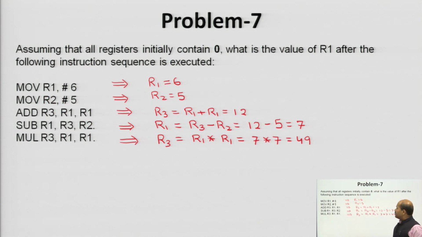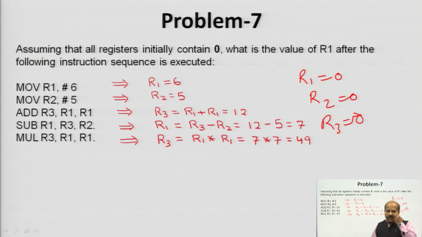Next problem is related to different instruction set execution. In this case, we have to find out the resultant value of R 1 after doing this sequence of various instructions. Initially, R 1 equals 0, R 2 equals 0 and R 3 equals 0 are given. So, we have to execute all the instructions and find out.